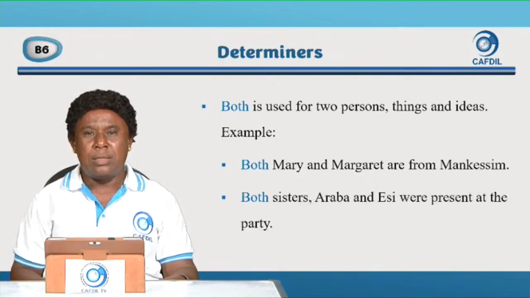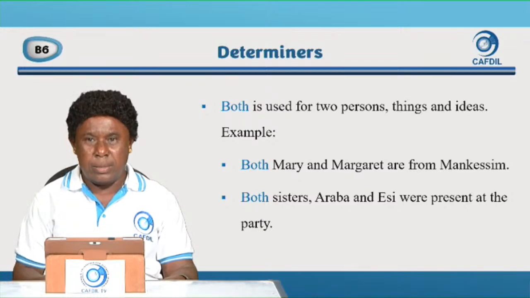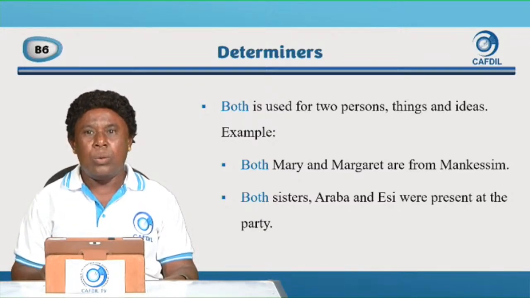We go to the next sentence. Both sisters, Araba and Essie, were present at the party. How many people are we talking about? Araba and Essie. So both sisters, Araba and Essie, were present at the party.